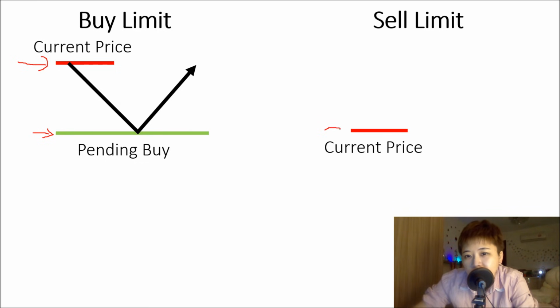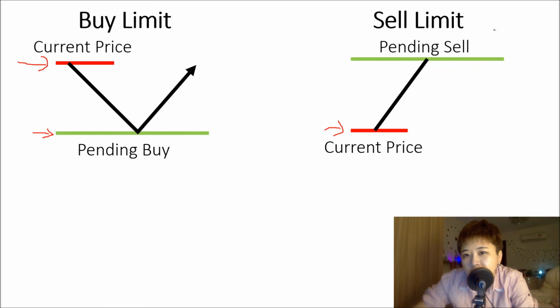So when you set a sell limit, you feel that the current price is too low right now, so you want to sell at a higher price. So you set a sell limit on top. Hopefully the price is going to go up to execute your order, and then hopefully later on the price is going to go down so they can make money.